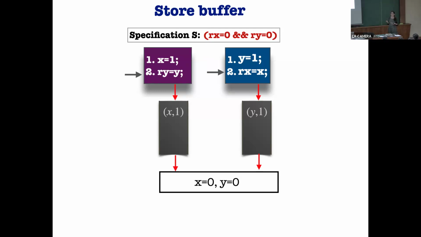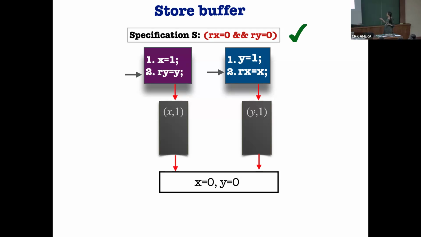It will read from the global memory. Exactly. Now this guy has not written to Y. So it consults its buffer. It does not see a write on Y. So it is free to read Y is 0. Likewise, this guy is free to read X is 0, which means it is actually going to witness Rx is 0 and Ry is 0. So there exists an execution where the specification is actually going to be met.